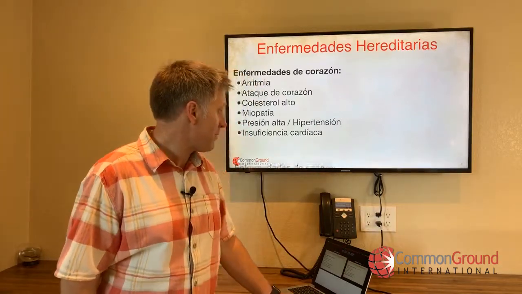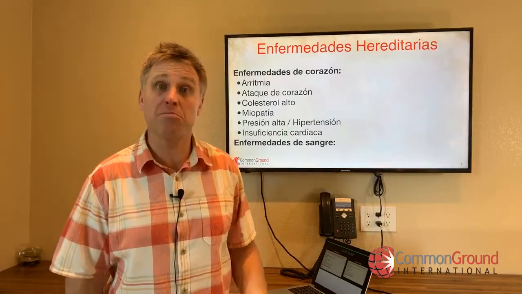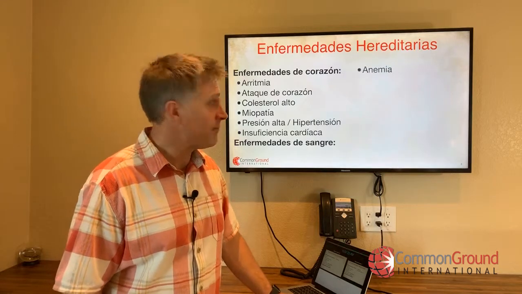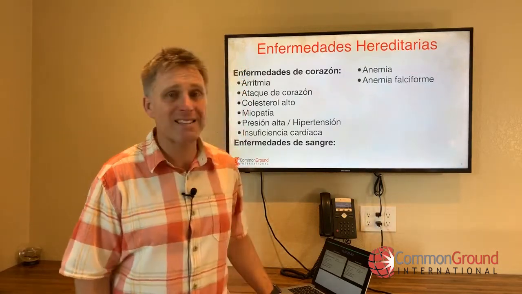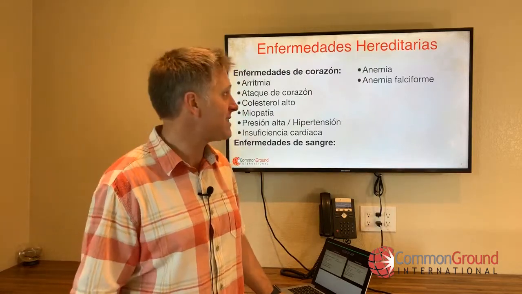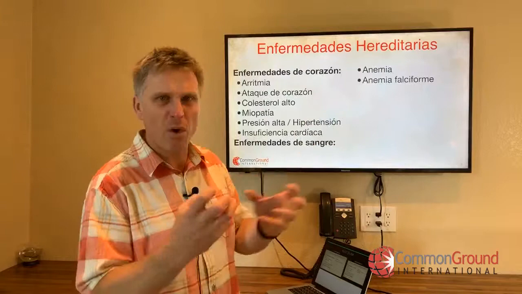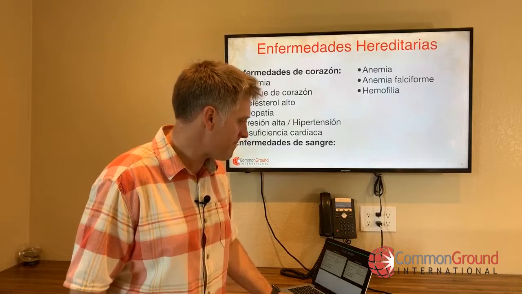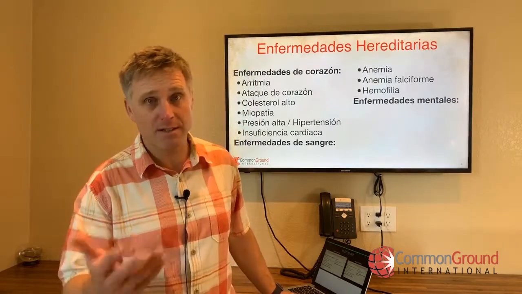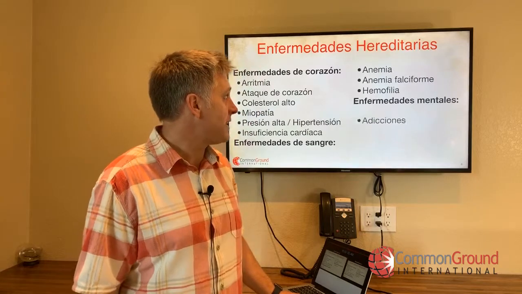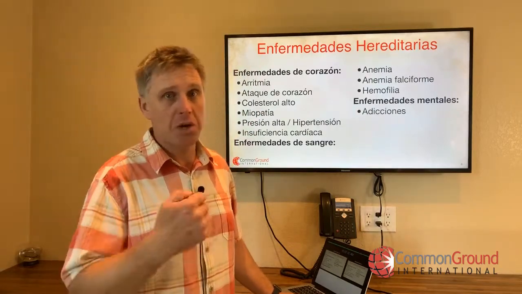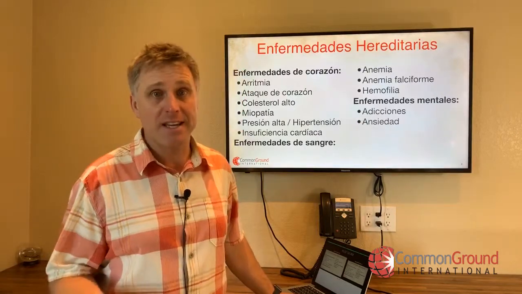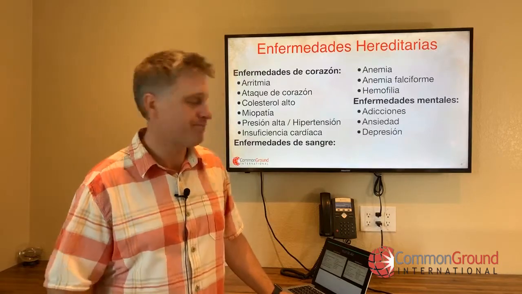Okay, bien. Continuamos. Algunas enfermedades de sangre, some blood disorders or blood diseases. Anemia falciforme, sickle cell anemia, falciforme. So it kind of looks like false form, right? Okay, it makes sense. Hemophilia, okay? And then some enfermedades mentales, some mental illnesses. Adicciones, so any kind of adicción, alcoholismo, adicciones a drogas, etc. Ansiedad, anxiety. Depresión, depression.